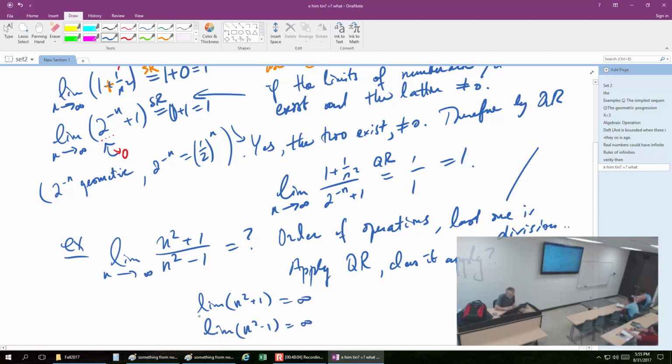But before we try to do anything with this, we know that we probably don't want to apply any of the rules with infinities. So what's the first conclusion to make is to answer the question. What's the answer? It's undefined? No, the question is right there: apply the quotient rule. Does it apply? What?